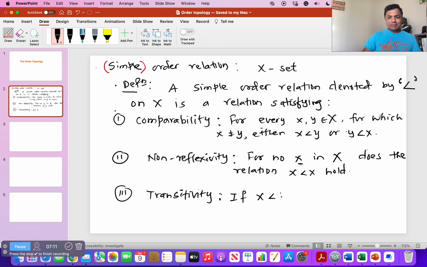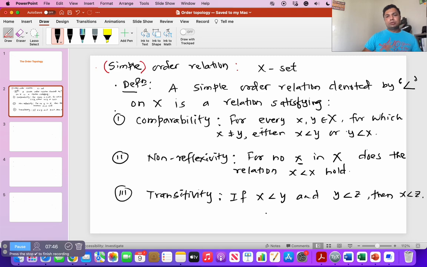If X is related with Y and Y is related with Z, then X is related with Z. So this property tells you that if you have three elements in the given set X, let's say the first element is X, second is Y, and the third one is Z. If X is related with Y and Y is related with Z, then X should be related with Z. So this property is called the transitivity.